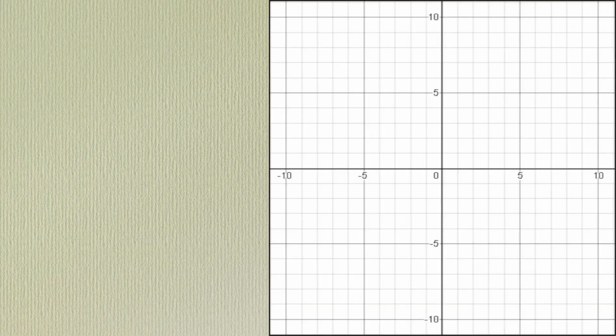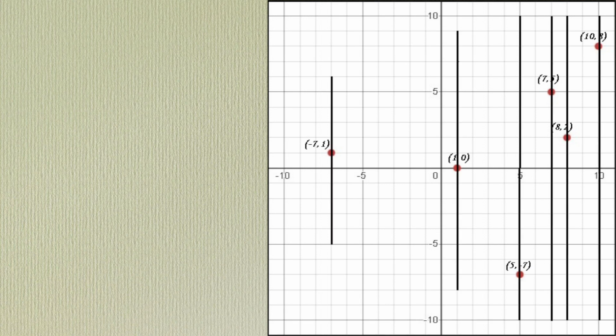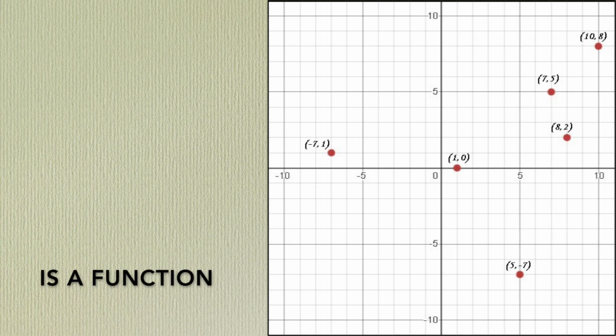Graph number 3 has the points (-7, 1), (1, 0), (5, -7), (7, 5), (8, 2), and (10, 8). So now let's determine if this is a function or not. If I draw a vertical line anywhere on this graph, it only crosses through one point. So this is a function.